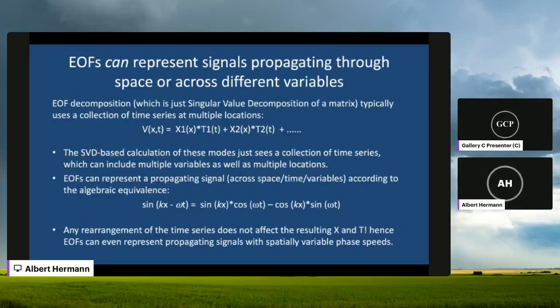So you can in fact represent propagating signals with EOFs, and because you're just doing singular value decomposition on a matrix, you can rearrange the rows of that matrix and you'll get the same answer, basically. The singular value decomposition doesn't really care how things are arranged in space. So you could represent a signal with a variable phase speed, with some very tortuous spatial path, using standard EOFs. It can in fact capture those.